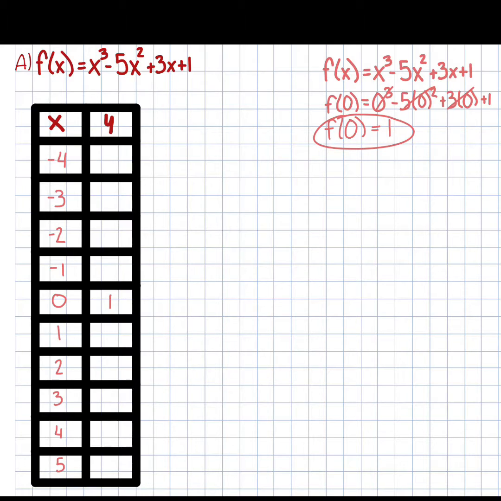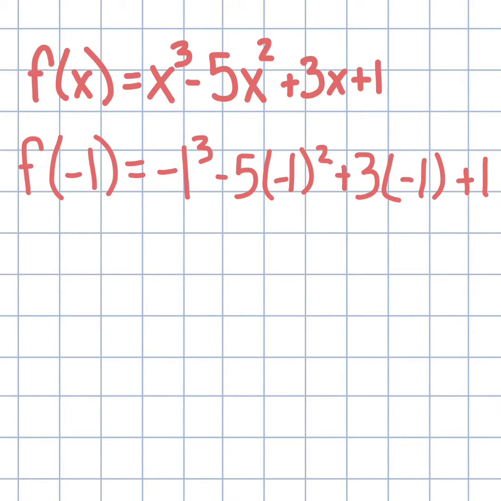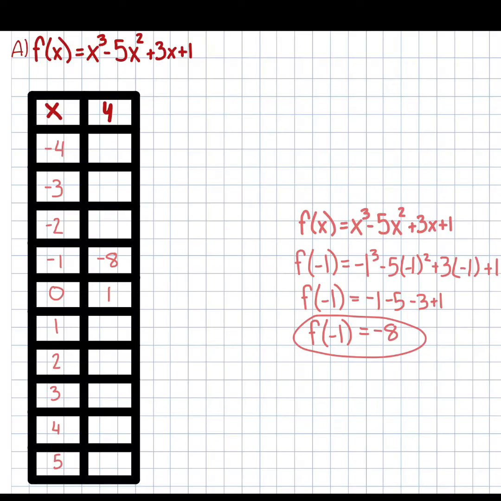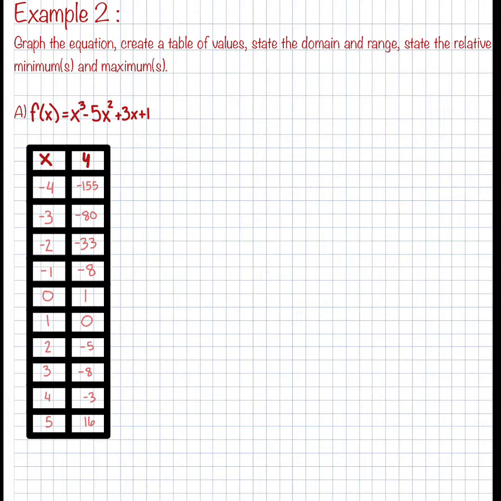This is your y-intercept. Now repeat the same process but with 1 instead of 0, or negative 1. Your answer to this will be negative 8. And that goes in the y side by the negative 1 on the x side. Repeat this process for the remaining x values. You should end up with y values starting from the top: negative 155, negative 80, negative 33, negative 8, 1, 0, negative 5, negative 8, negative 3, and 16.